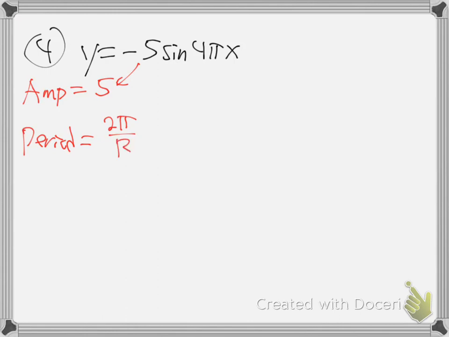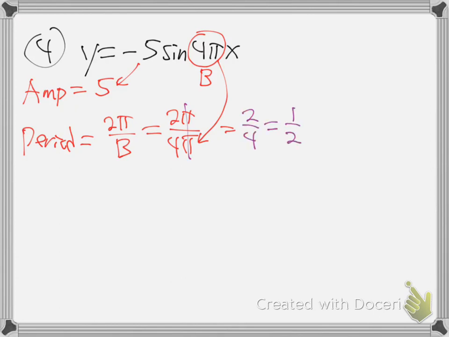So the period is 2 pi over b, right? And what's b? It's that whole 4 pi. It's the number next to x, multiplied by x, isn't it? That's always the b. So bring that down here. That goes down there, right? 2 pi over b. And when we simplify that, the pi's cancel. You just get 2/4, which is a half. So the amplitude is 5. The period's a half. Let's go to the graph.